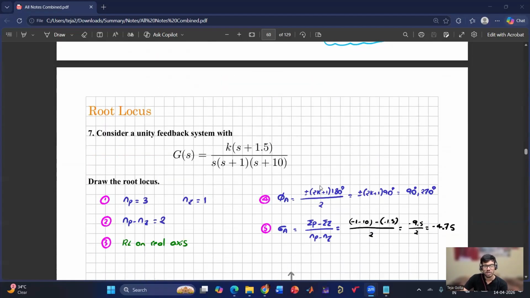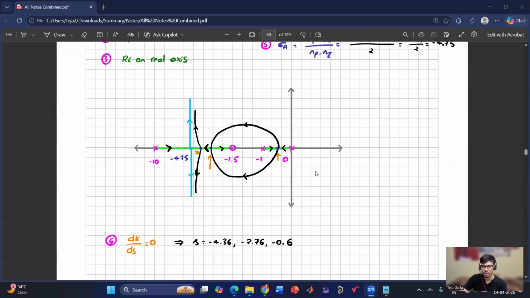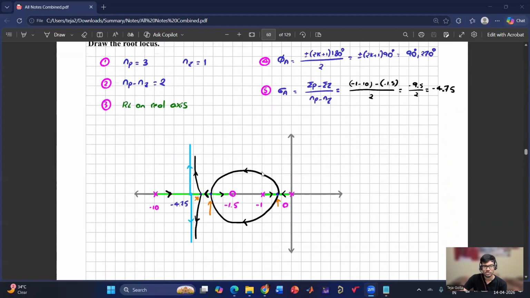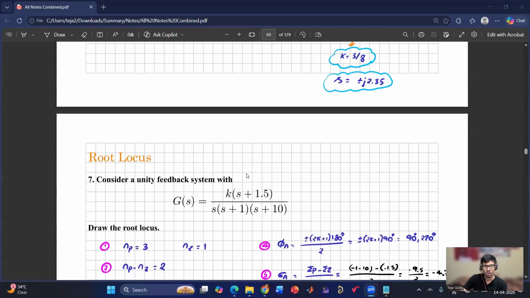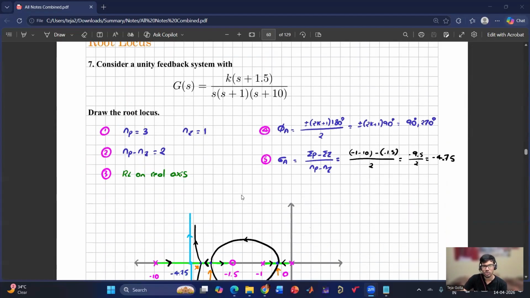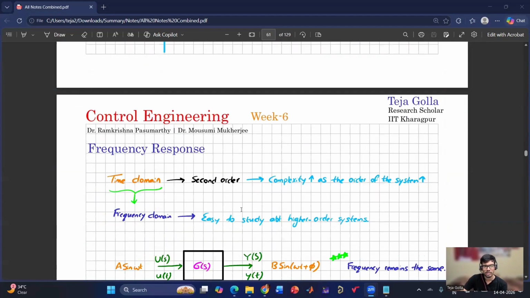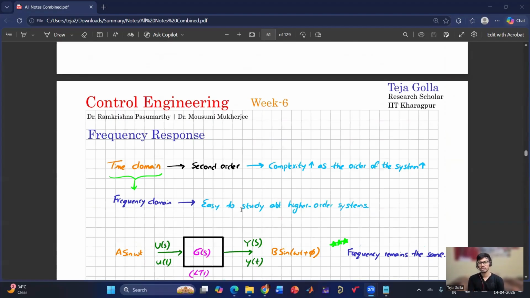And another similar problem we have solved. So we have solved different problems with different difficulties. If you see here, it is a little bit more difficult. So with the increasing order and the pole location as well as zero location, it can become a little bit complicated. So that is all about week 5, which was about root locus, and week 6 is about frequency response. So any doubts till week 5?